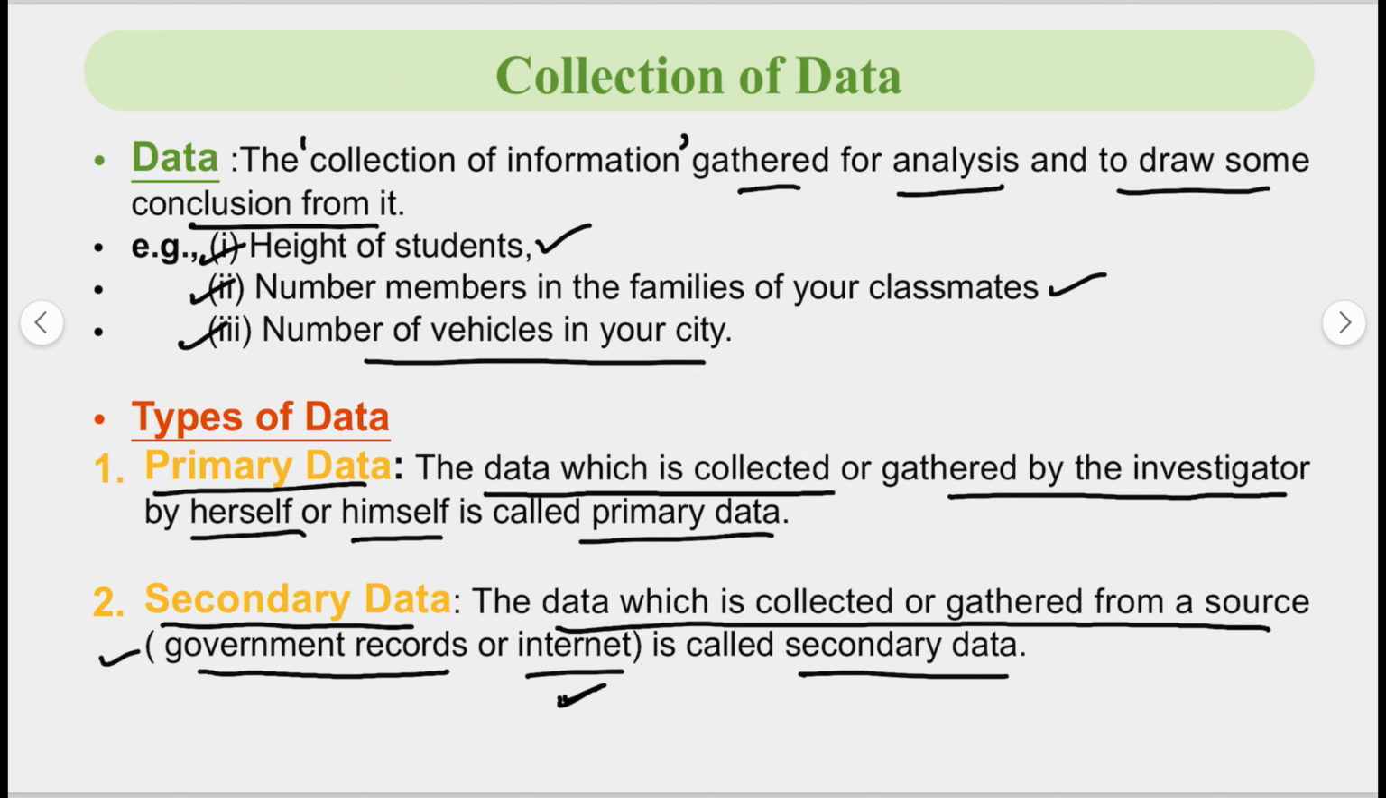So there are two types of data: one which we can collect by ourselves, and secondary data, which we get from government sources, the internet, or any other source. That means it's not primarily collected by ourselves; somebody else has collected this information and made it public so that others can also use it. I hope you understood the difference between the two: one which we collect by ourselves, and the second which we get from other sources like government records or the internet.